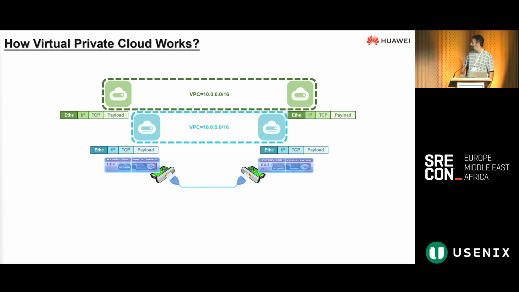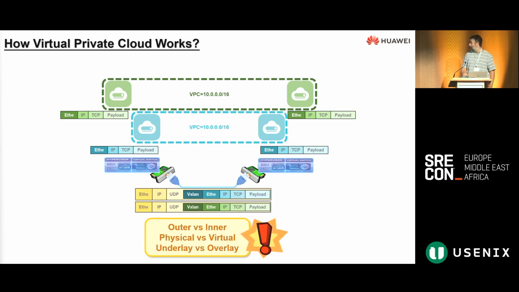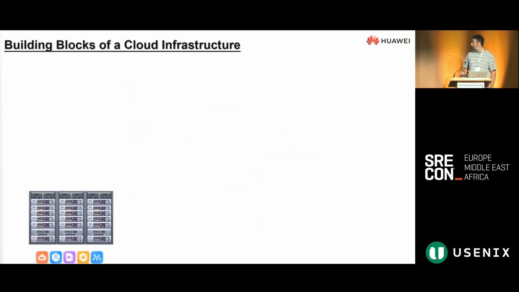What happens is when the customer sends the packet, this packet is encapsulated in what we call a VPC header, and then it's encapsulated in the final IP header, and that is sent to the VM. This is what we call outer header versus inner header, physical versus virtual, or underlay versus overlay. But that's not all.